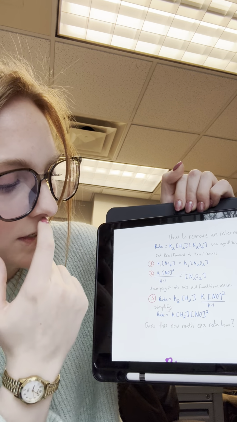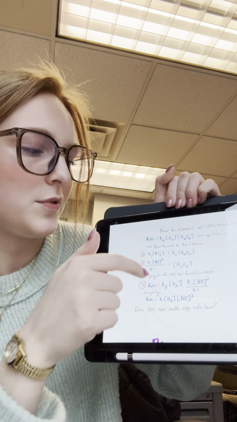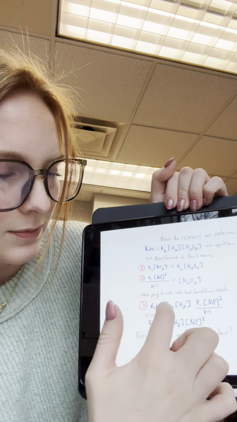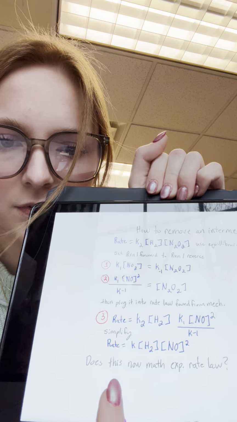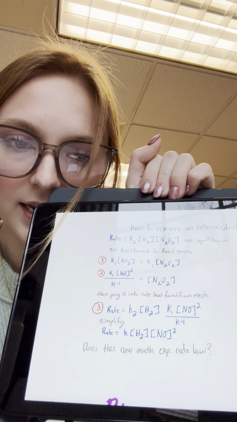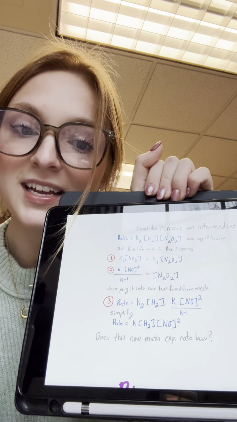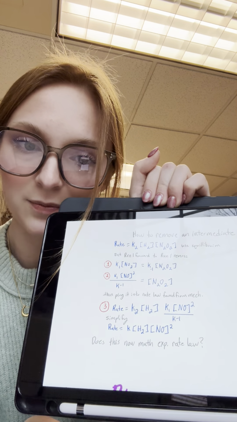But then you have to plug it into the rate law you've created from your mechanism. And you get this, but that looks really messy. There's a lot of k's going on. However, k is k. It is the rate constant. So it can simplify to rate equals k times the concentration of H2 times the concentration of NO raised to the second power.